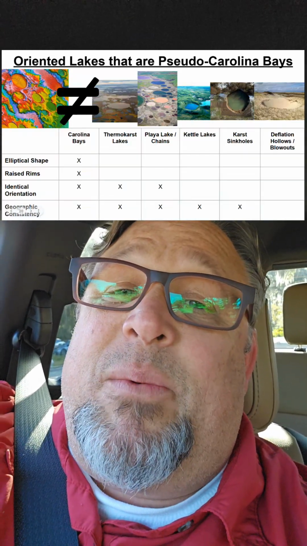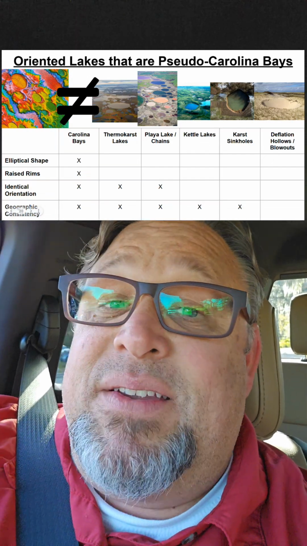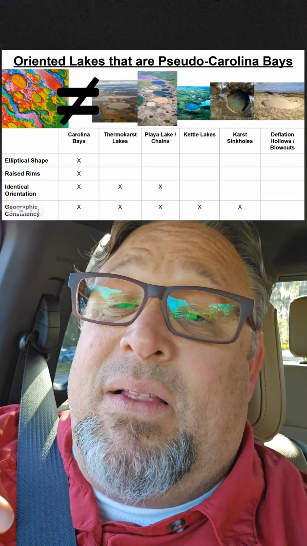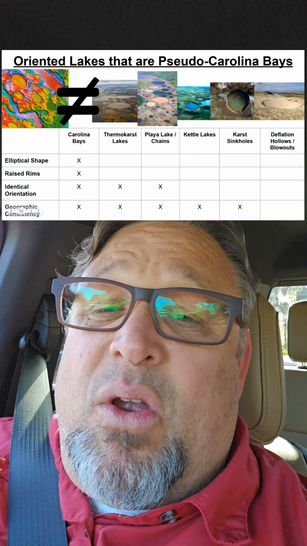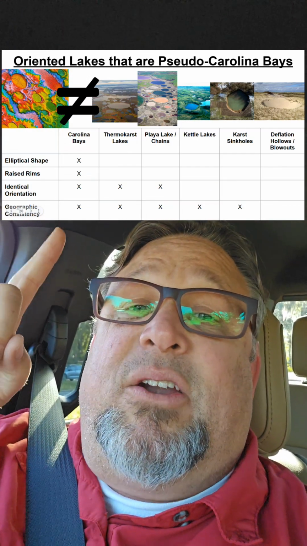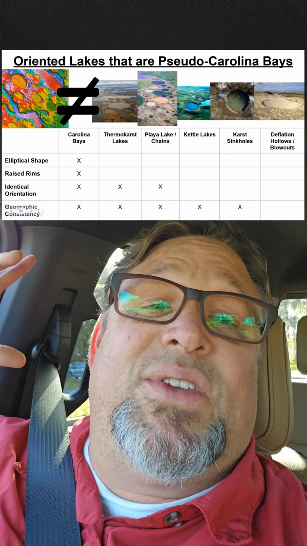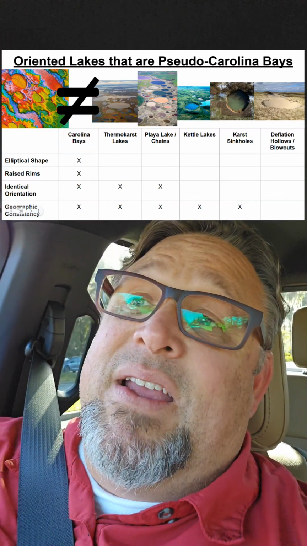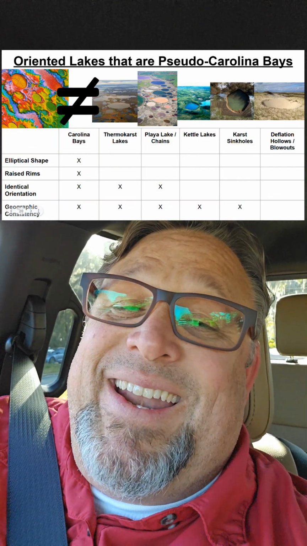And so when we come back, we are going to be looking at these pseudo-Carolina Bays, the comparisons that often get brought up when Carolina Bays are mentioned, while the Carolina Bays are the dominant feature. They're all over the place. All the other ones, things like the thermal karst lakes, the playa lakes, the kettle lakes, the karst sinkholes, the deflation hollows, all of these that get brought up with the Carolina Bays, those are pseudo-Carolina Bays. All right, we'll get into that when we come back.